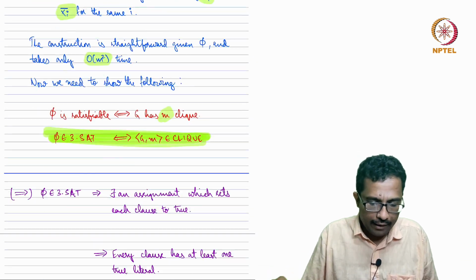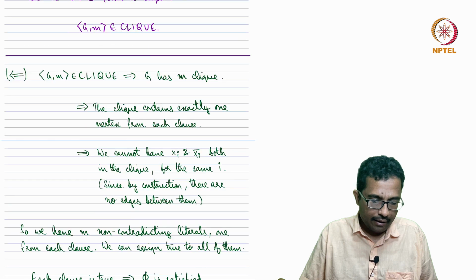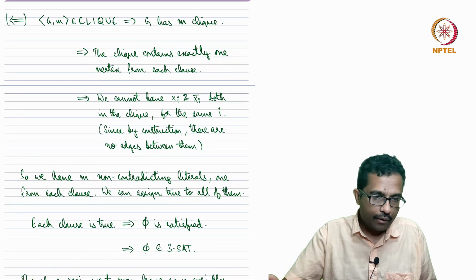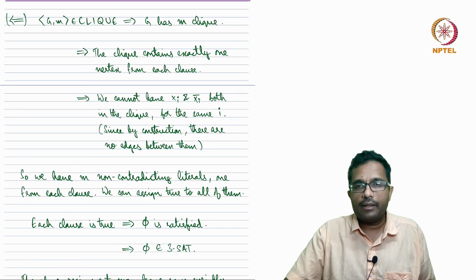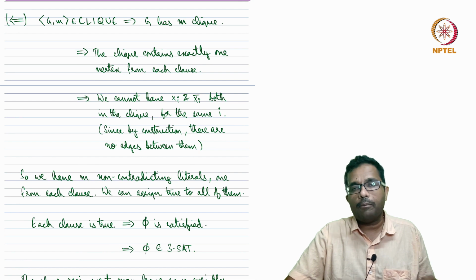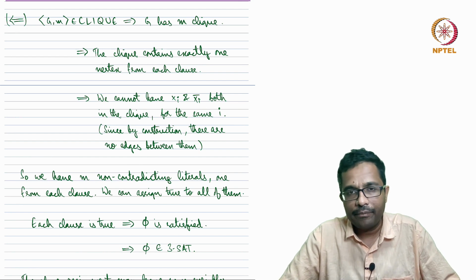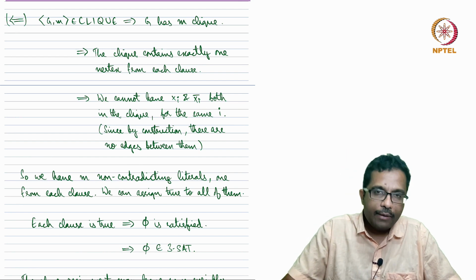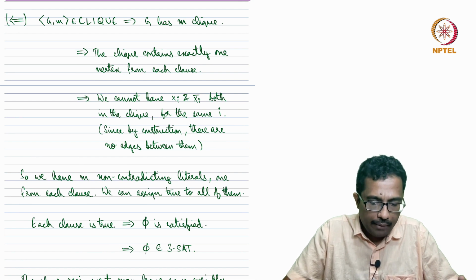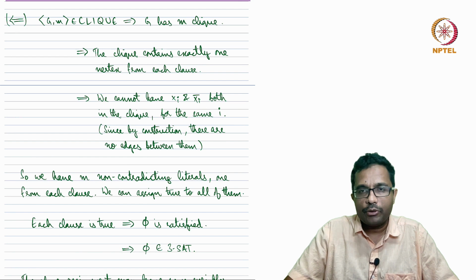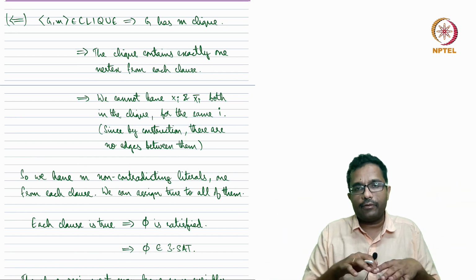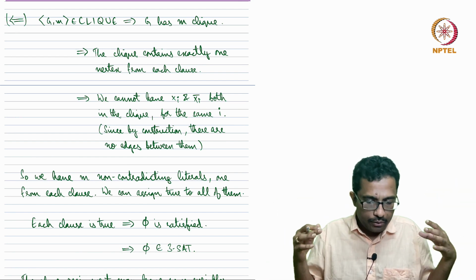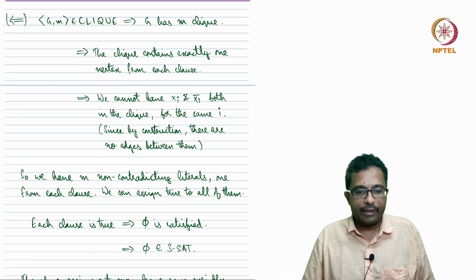So if for any variable we picked xi, then xi complement was not picked. If for any variable we picked xi complement, then xi was not picked, right? Because we didn't put edges between them. So what we have is some set of m literals. These m vertices that form a clique correspond to some set of m non-contradicting literals, right?